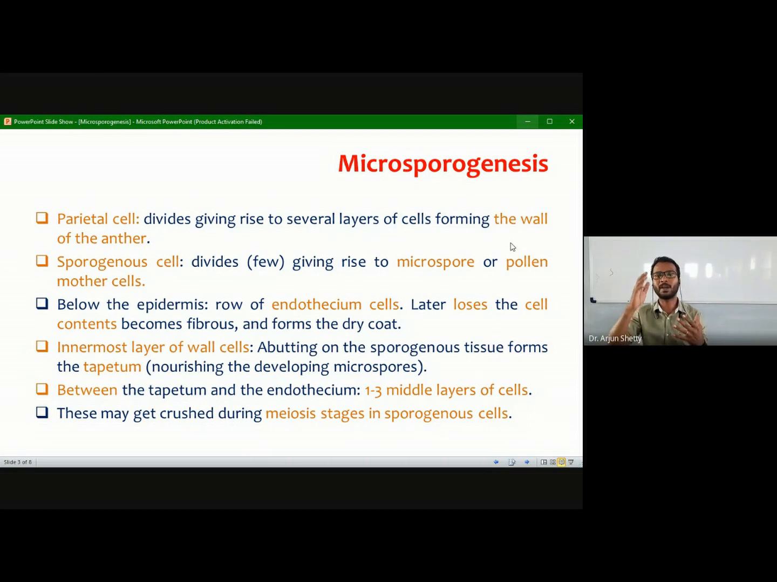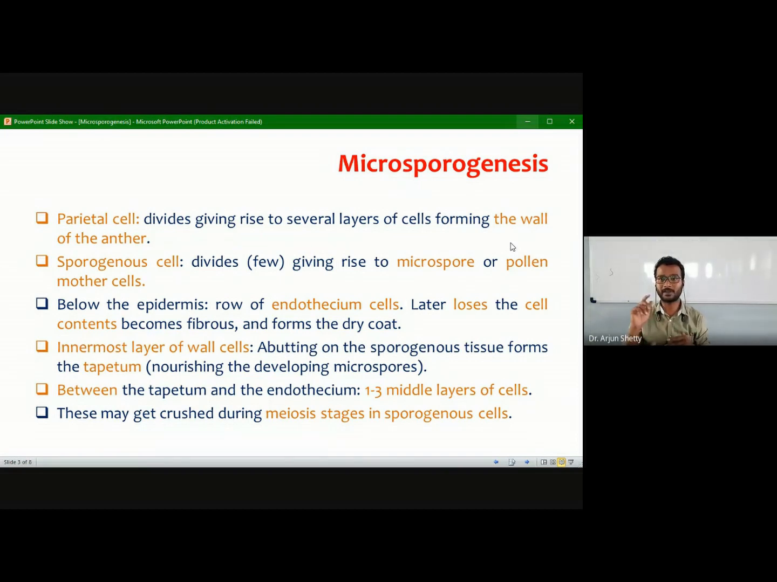They are going to form only the protective layers which are situated just below the epidermis, until the central part, till the sporogenous cells. So from the epidermis, 3, 4, 5, 6 or 7 layers of the walls are going to be formed by the parietal cells. And next, the sporogenous cells divide quite a few times, giving rise to microspores or the pollen mother cells, or microspore mother cell.